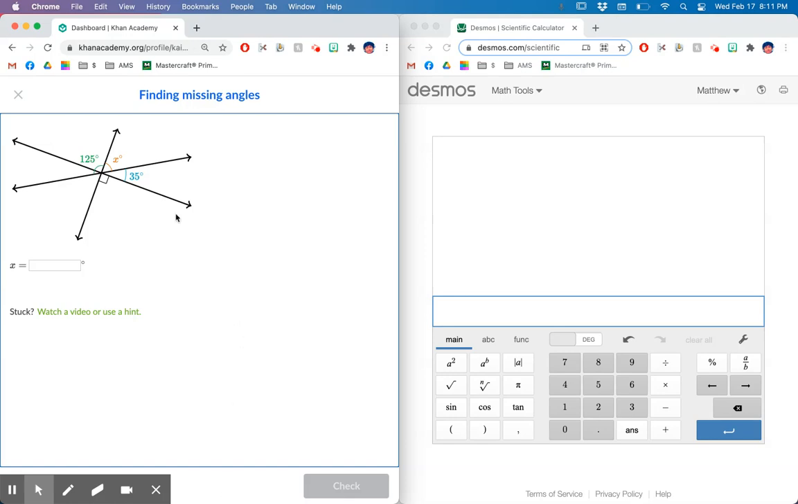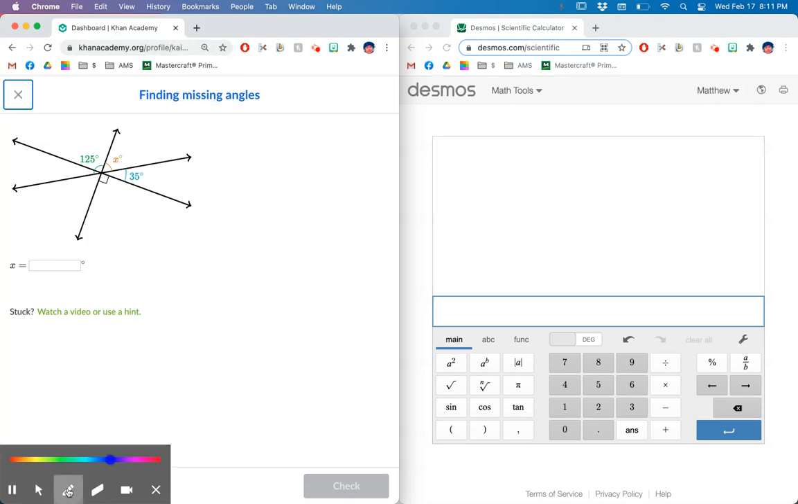All right, so we have to figure out the angle pair relationship before solving for the actual angle that they're asking for. Okay, so it says finding missing angles. We want to solve for angle x. I'm going to look for an angle pair relationship. It could be supplementary, it could be complementary, it could be vertical. There are different ways to do these problems. I'm going to choose to find the line.